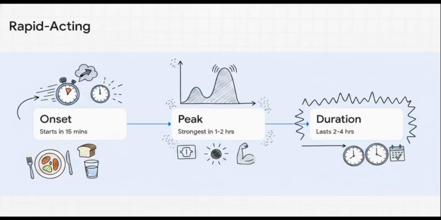The first is rapid acting insulin. An example of this is Lispro. It has an onset of about 15 minutes, peaks between 1 to 2 hours, and lasts for about 2 to 4 hours. Because it works so quickly, it's typically taken right before a meal.